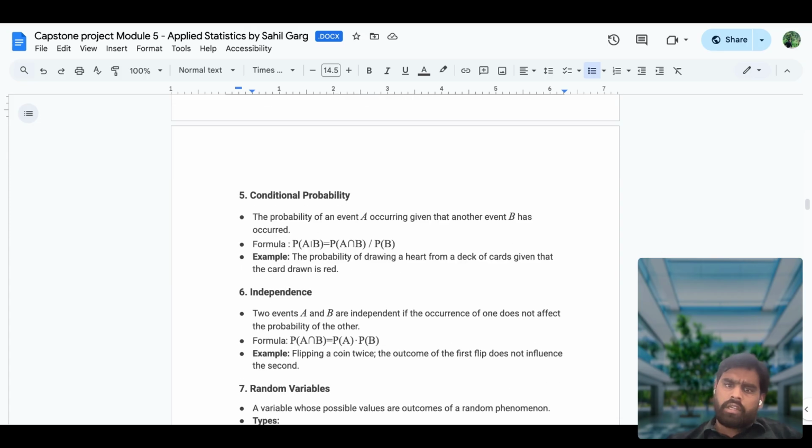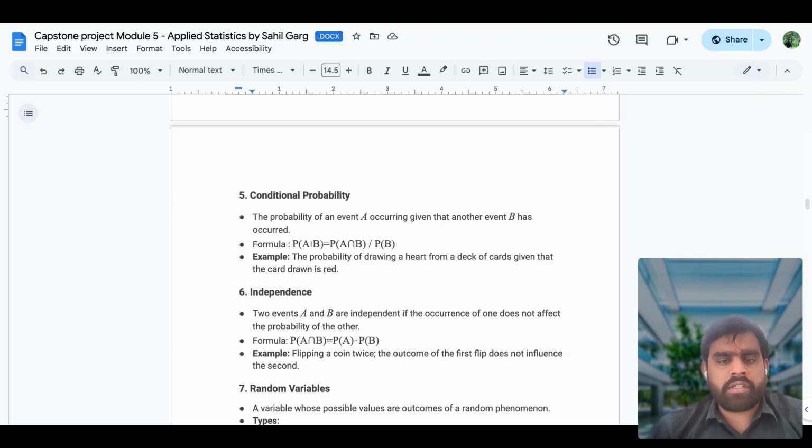Conditional probability. Conditional probability is the probability of an event given that the other event has occurred.